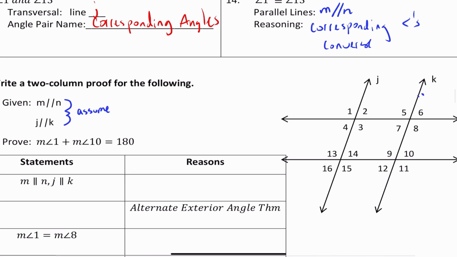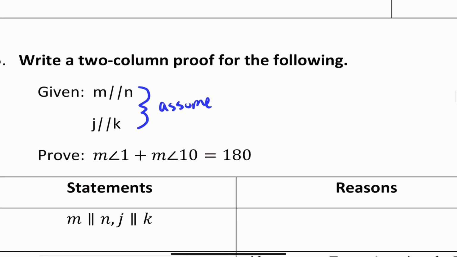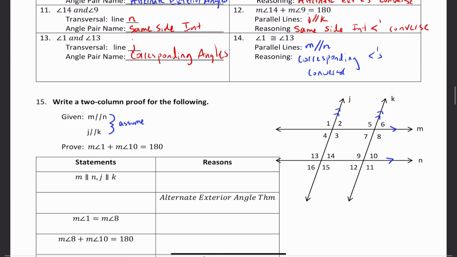So I'm going to go ahead and mark on my picture that M is parallel to N, right? So here's M, here's N, and they are parallel to each other. I'm going to draw these arrows to show that they're parallel, and also that J is parallel to K. So I'm going to use 2 arrows to indicate that they are parallel. Okay, so I'm looking at the proof right now. That is my goal. I need to prove that measure angle 1 plus measure angle 10 is equal to 180.